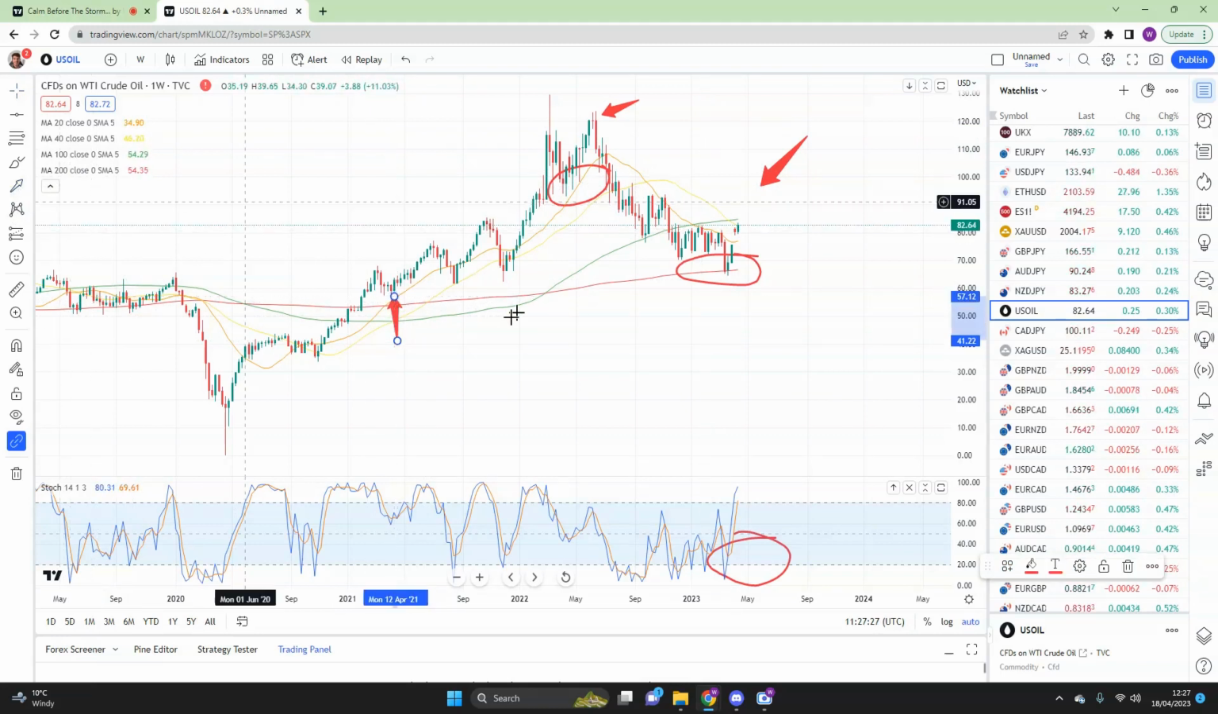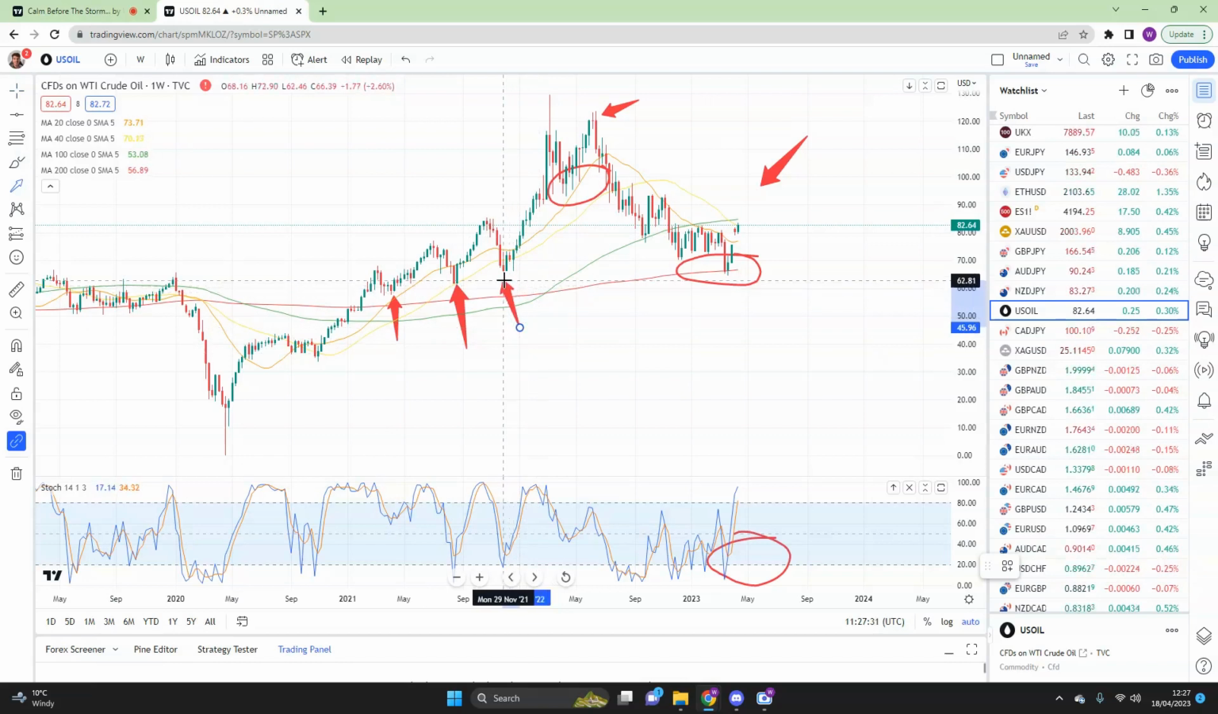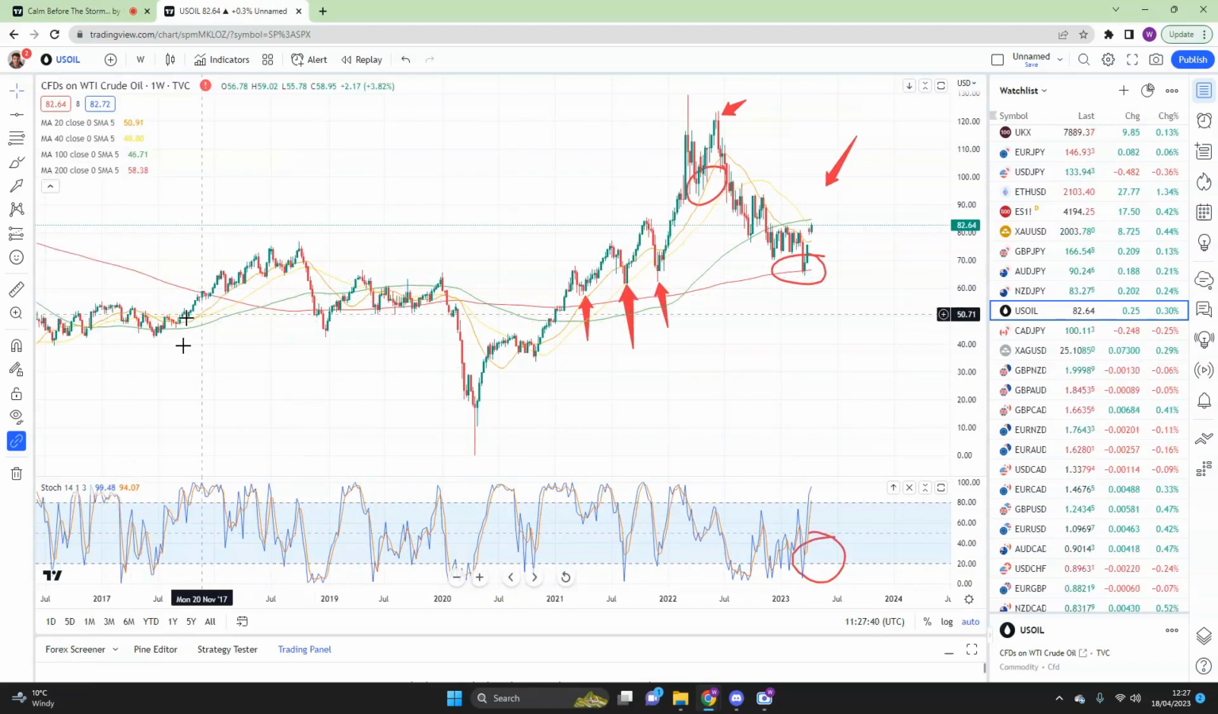So you can see you would have bought in all these spots, and that's because you're trading in trend. Price goes up and then you buy it when it's down. You buy it when it's down. You buy it when it's down. And that's what makes an oscillation.